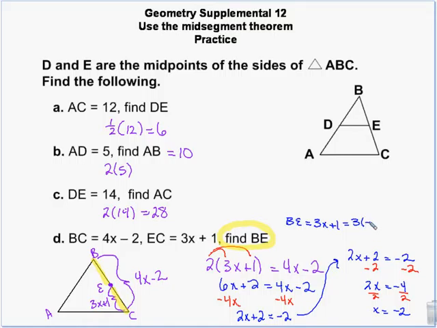And since x is negative 2, we will plug that in. And we will get negative 6 plus 1, which will give me negative 5. And we'll just ignore the fact that a length can't be negative right now. Just plug it in. Yeah, the thing to recognize is that EC and BE are the same length. And so you can use EC to find BE.